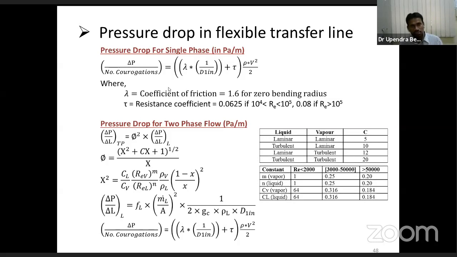So from this equation, we can find out the pressure drop for single phase flow in flexible transfer line, and also the pressure drop in two phase flow is considered from that equation. And if you solve it, you will find the same equation. This is what is given for the single phase flow. Okay, that is for number of corrugations. But for two-phase flow, you have to consider the vapor fraction, vapor and liquid. So all these data, the constants C, CL, CV, can be taken from this table, and one can find out the pressure drop in flexible transfer line, both for single phase as well as for two-phase flow.